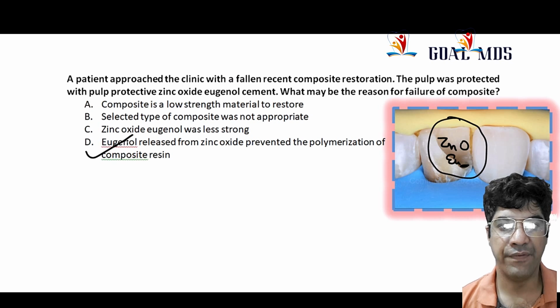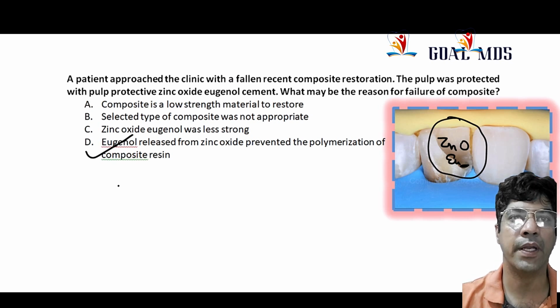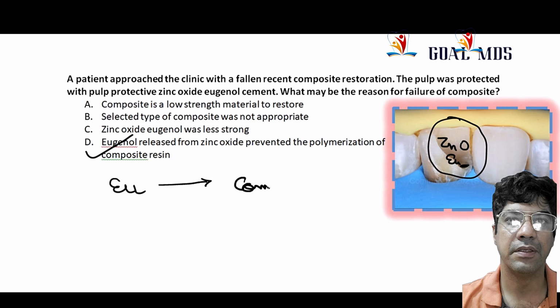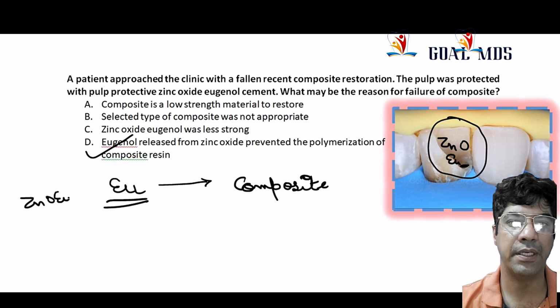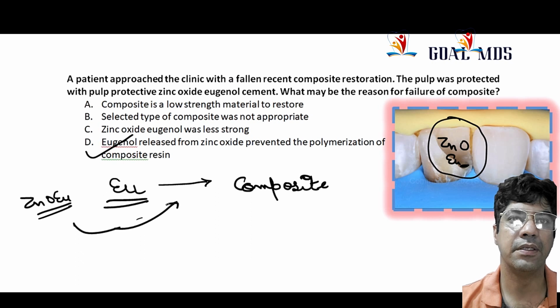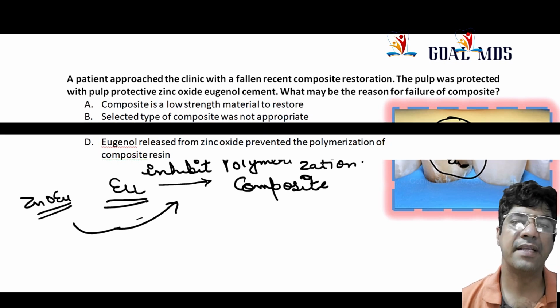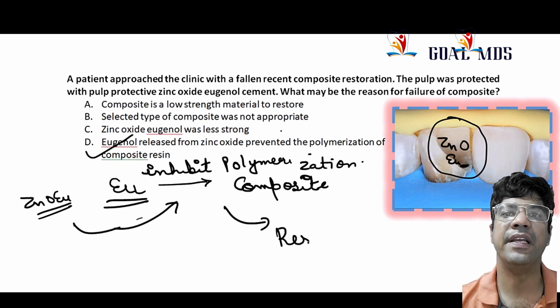So when a composite restoration fails after being placed over a zinc oxide eugenol cement, it is due to the eugenol component that is interfering with the composite resin. Eugenol that is present in the zinc oxide eugenol cement can inhibit the polymerization. So that can result in a weak bond between the composite and the tooth surface, which could cause restoration failure.